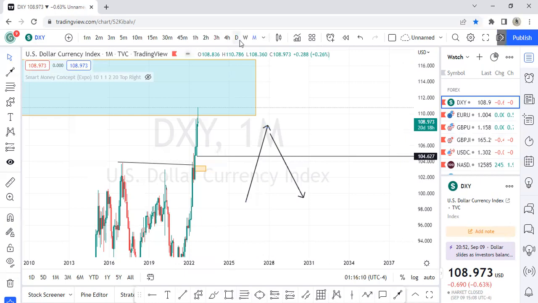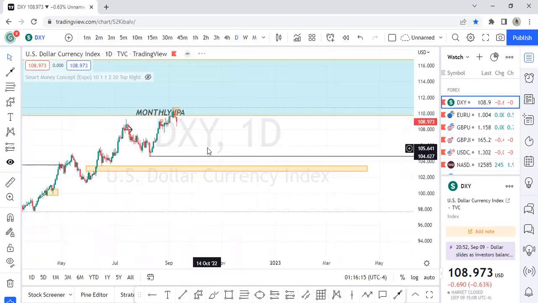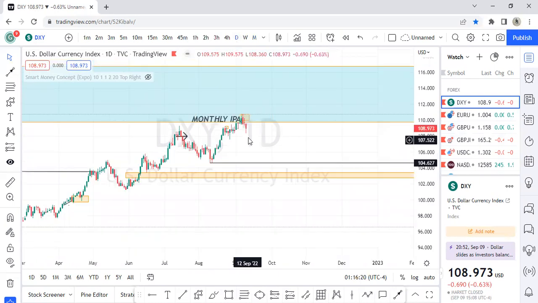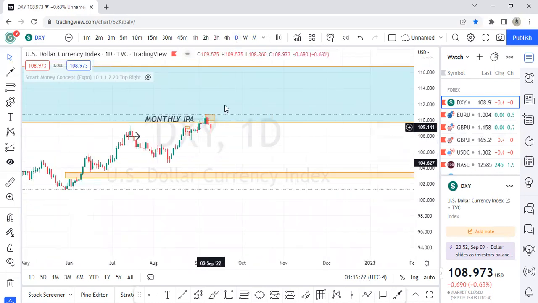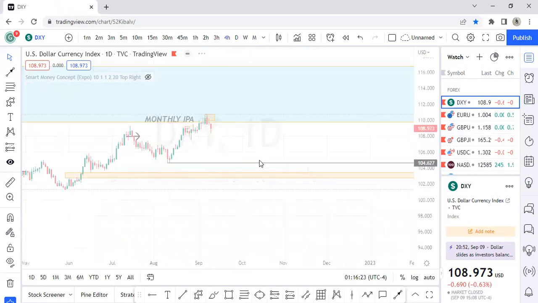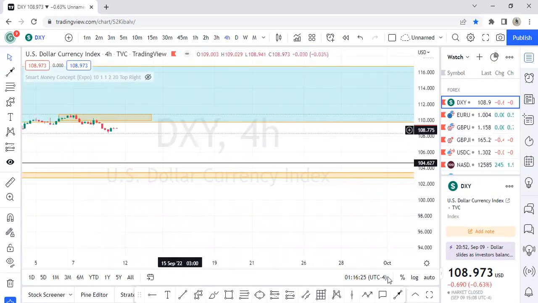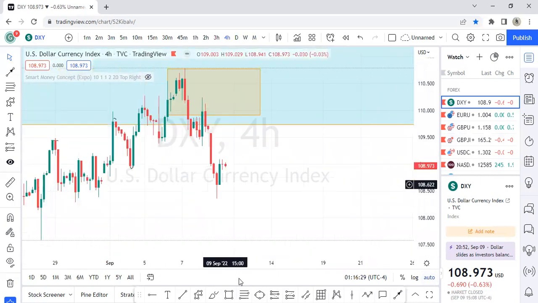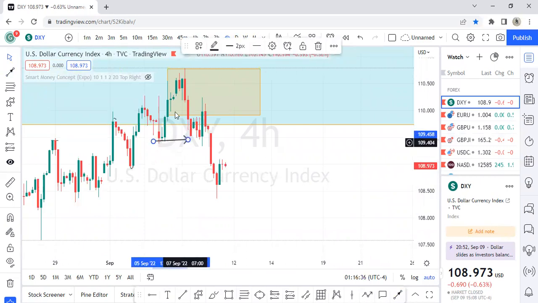So that brings us to our focus. Now looking at the DXY on the daily time frame, you can see that the market is becoming bearish. So I marked that place as a monthly imbalance. The market is still rejecting off the imbalance, right? And looking at the 4-hour time frame, I think a bearish structure is forming, right? You can see clearly the market has taken this significant low here. So we might see a bearish run on the dollar next week.